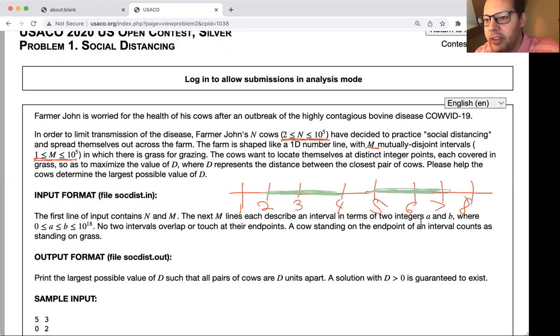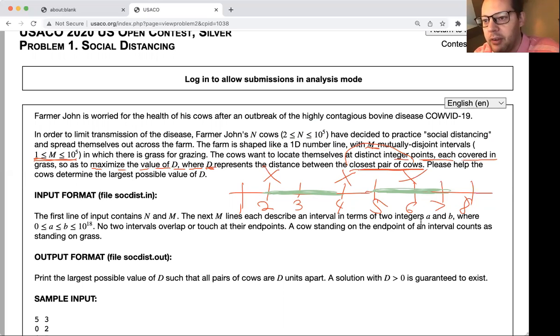The cows want to locate themselves at distinct integer points, each covered in grass, so as to maximize the value of D, where D represents the distance between the closest pair of cows. Please help the cows determine the largest possible value of D. So what's going to happen is you're going to place cows. For example, we could put a cow here, a cow here, and a cow here. And in this case, D would be 2, because 2 is the distance between the 2 closest cows.